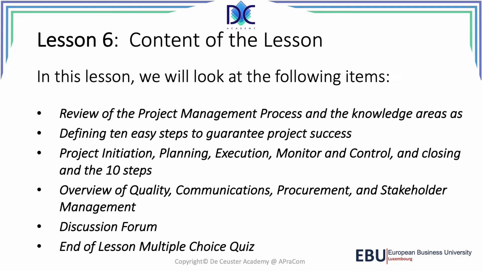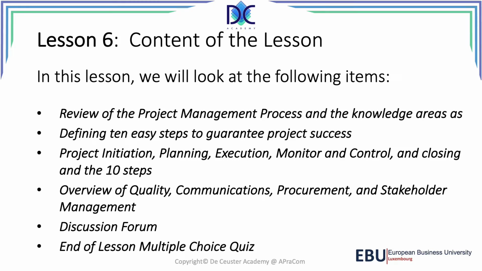So we look at the project management process like we've seen before. We identify what the main deliverables of those different process management steps are, and we also link the knowledge areas as they are defined in PMI. And then we go to the 10 steps and we see how every phase, every project step that we are doing, like initiating, planning, executing, monitoring and control, and closing, links to those 10 steps and what are the things that we are doing.